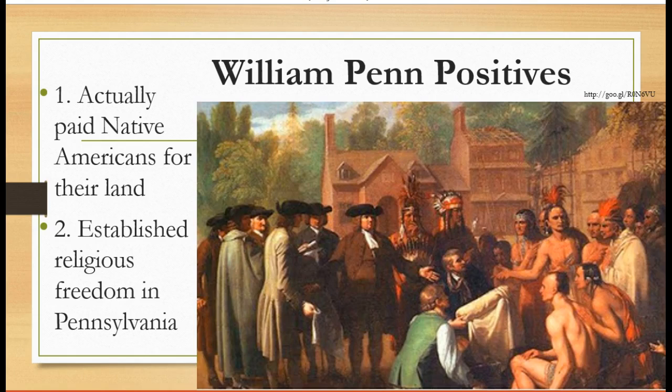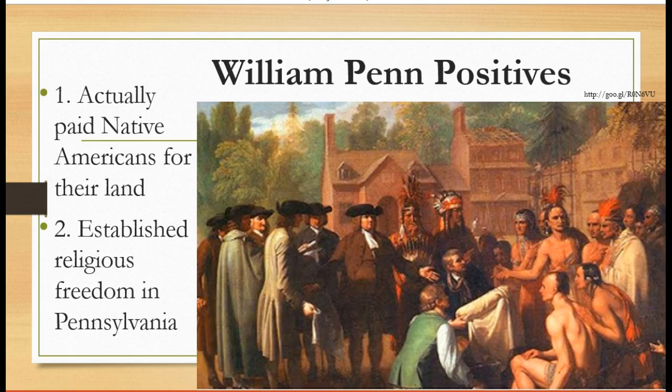The second positive about William Penn is that he established religious freedom in Pennsylvania. Not only did William Penn want Quakers to be able to come to Pennsylvania, but he wanted Jews and Catholics and many other religious faiths to be able to come and live in Pennsylvania, and he really wanted to create a religiously free colony. In fact, William Penn's idea of a colony ends up being called a holy experiment because of all of the different religious faiths that came to Pennsylvania.